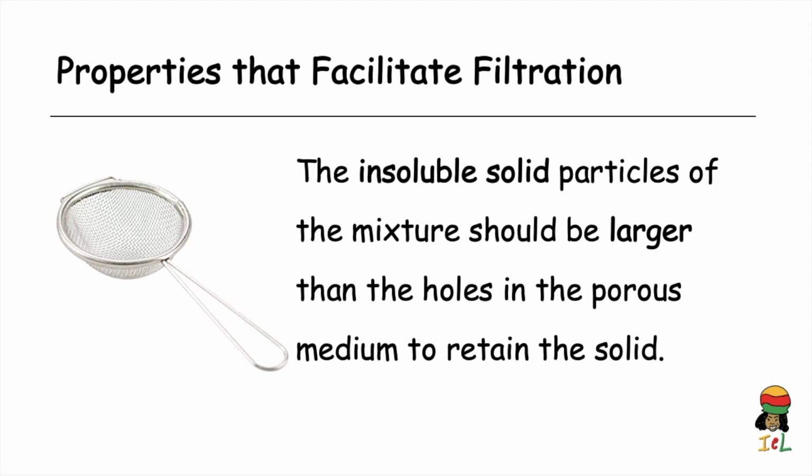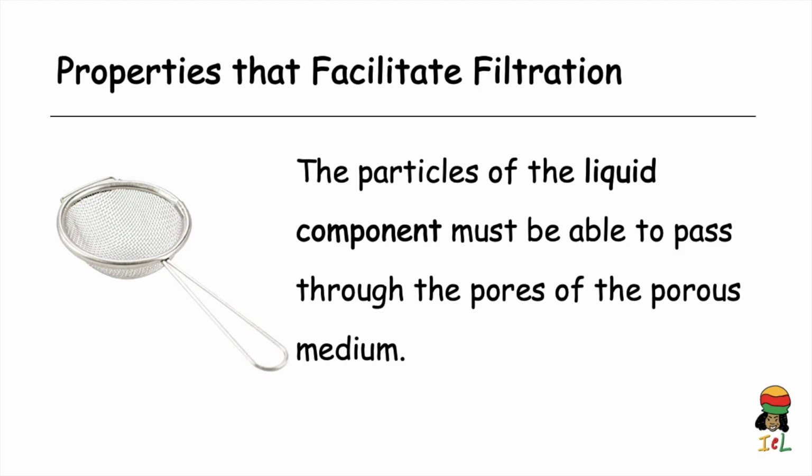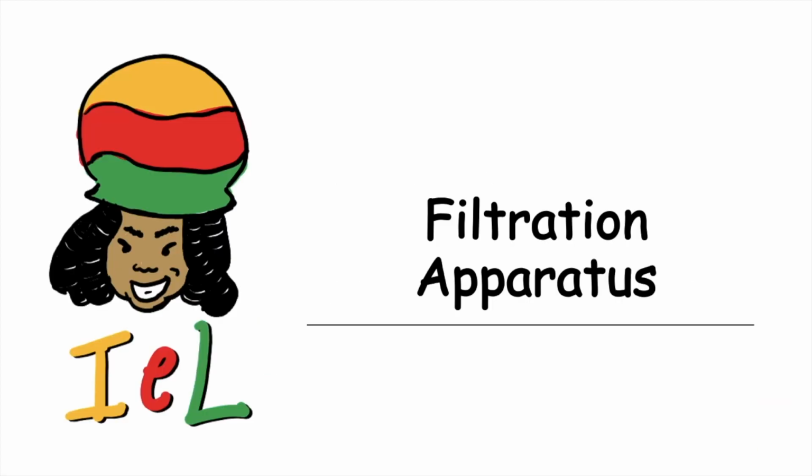Component properties that facilitate filtration. There are two properties of the components of a suspension that will facilitate filtration. The first is that the insoluble solid particles of the mixture should be larger than the holes in the porous medium to retain the solid particles. In other words, the insoluble solid particles of the suspension will not be able to pass through the porous medium. Secondly, the particles of the liquid component must be smaller than the pores of the porous medium, allowing the liquid to pass through.